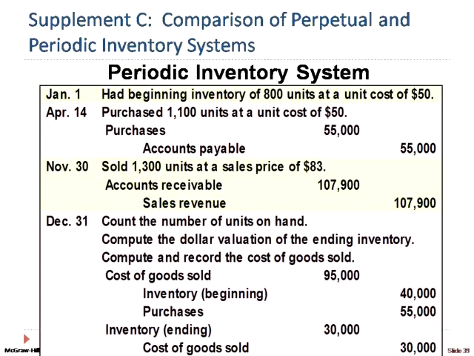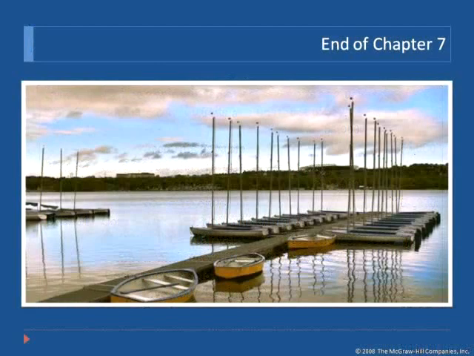At December 31st, the company would count the number of units on hand, compute the dollar valuation of the ending inventory, and compute and record the cost of goods sold. The first journal entry on December 31st transfers beginning inventory and purchases to cost of goods sold. The second entry reduces cost of goods sold and establishes the ending inventory balance. End of Chapter 7.